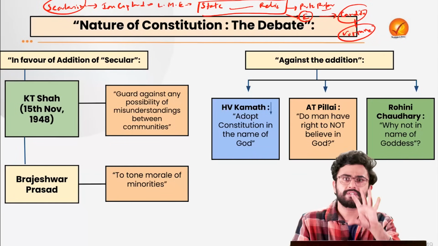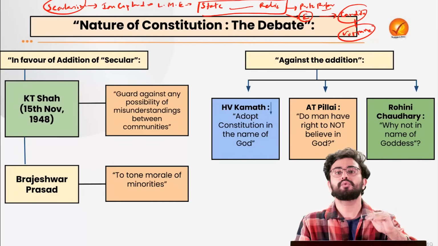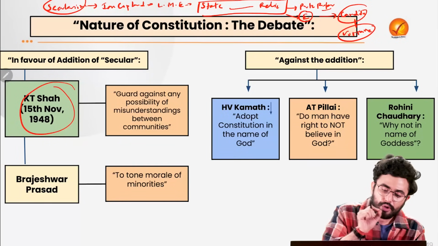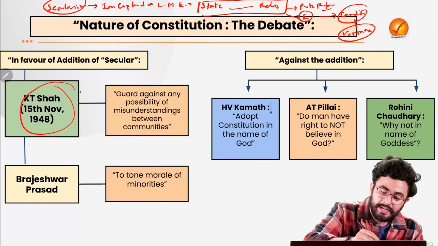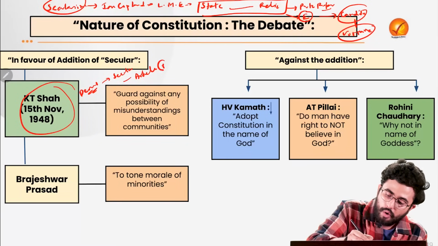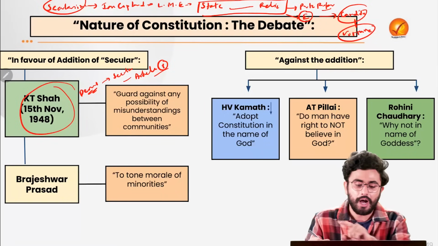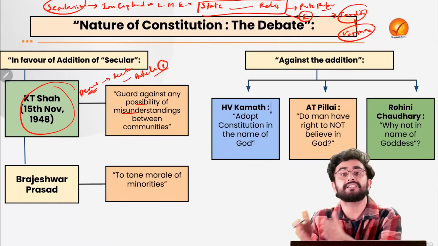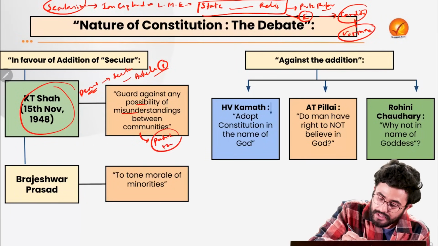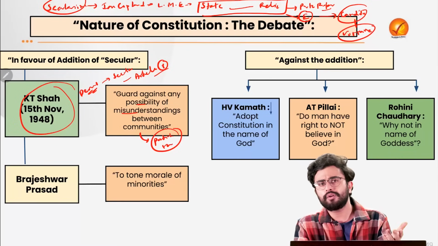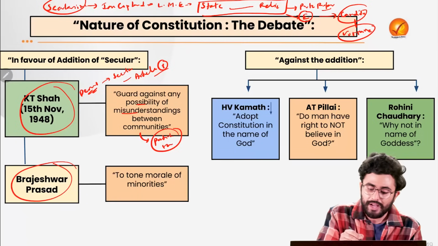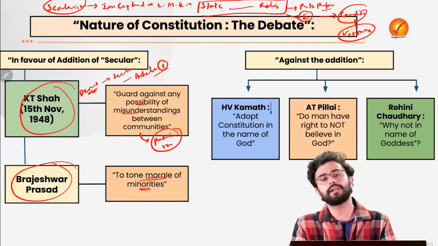So this idea of secularism was also propagated to be included in our Indian constitution. For example, K.T. Shah, in the Constituent Assembly on the 15th of November 1948, demanded the inclusion of the term secular in Article 1 of the Constitution. Why? To guard against any possibility of misunderstanding between the communities, specifically in the partition order which existed at that point of time. A similar argument was also given by Brajeshwar Prasad, who said that such terms shall be included to tone the morale of the minorities as well.